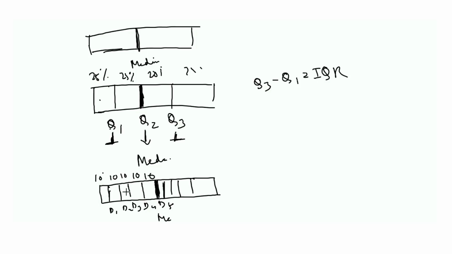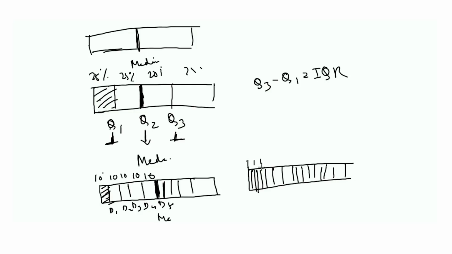So deciles divide your data into 10%, quartiles divide into 25%, so 4 parts. Deciles divide into 10 parts. And finally we talk about percentiles. Percentiles divide your data into 100 parts, so each part is 1%. So quartile divides into 4 parts, median divides into 2 parts, deciles divide into 10 parts, and percentile divides into 100 parts. Each part is 1%, 1%, 1%.